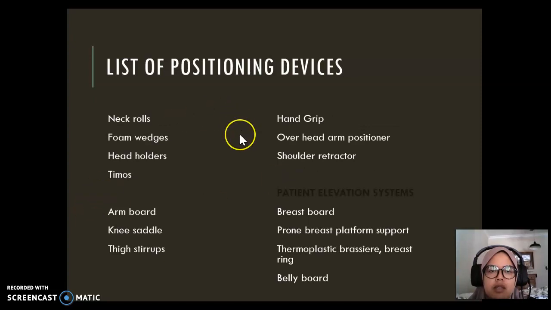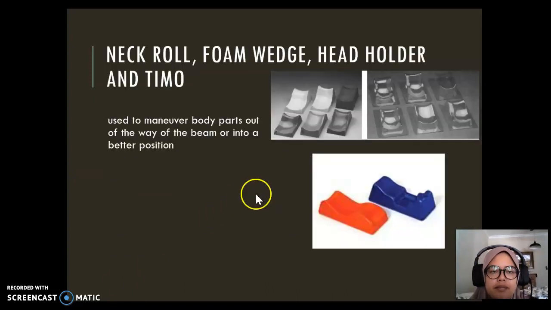Okay, so this is some of the list of the positioning devices that we have. We have some of it in our lab, but some of it we don't have, but we have it in the clinical. So we have the hand grip, we have the overhead arm positioners, we have the shoulder retractor and breastbone and prone breast support, and we also have the belly belt.